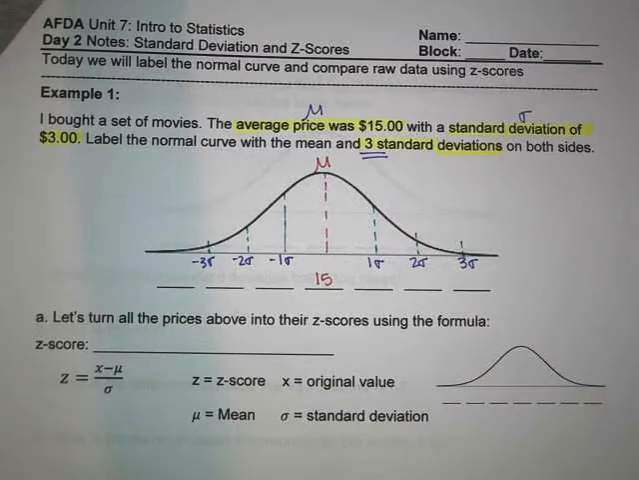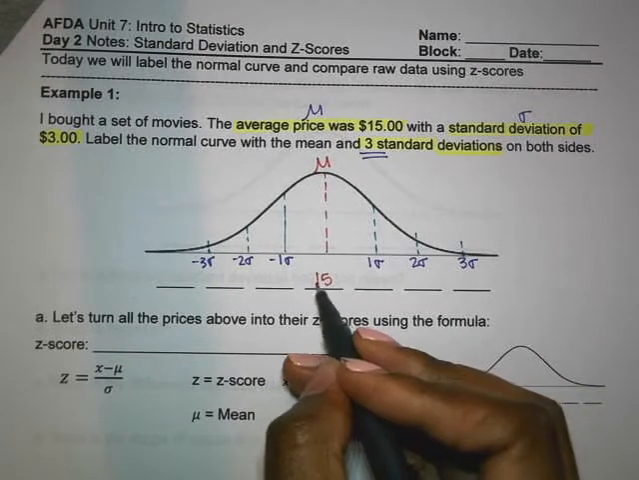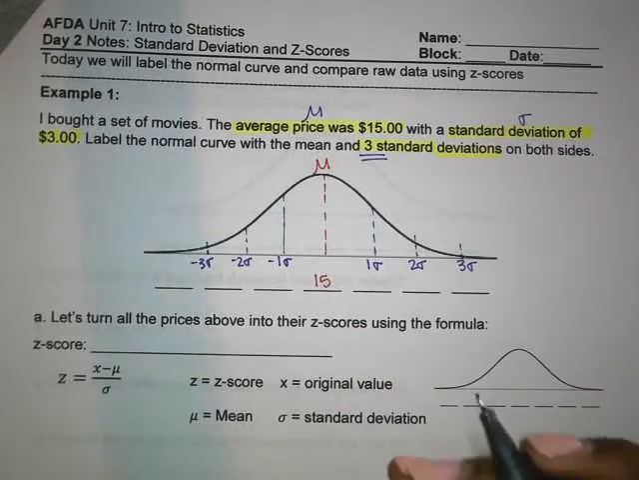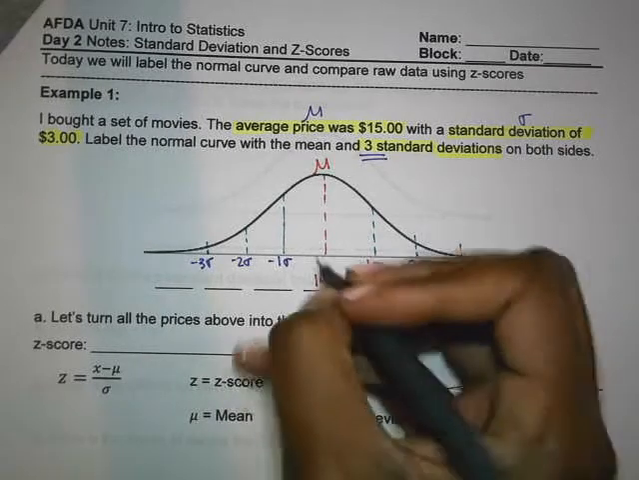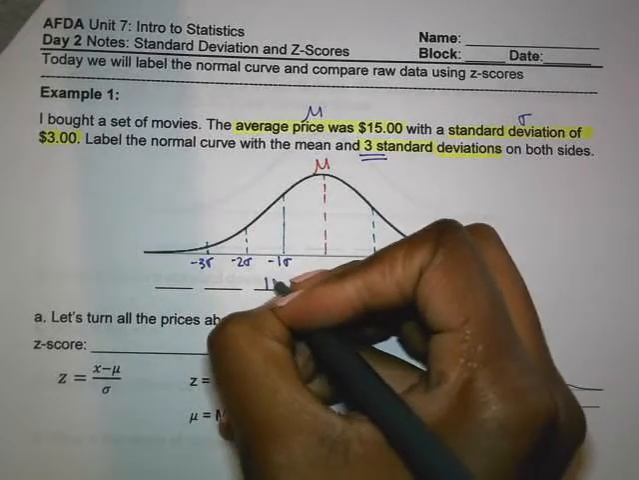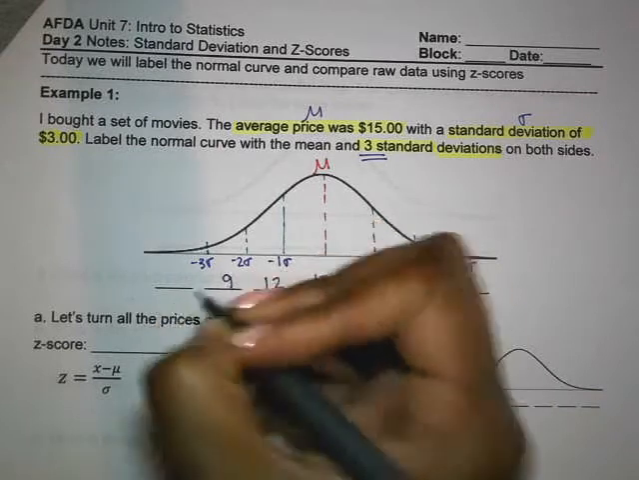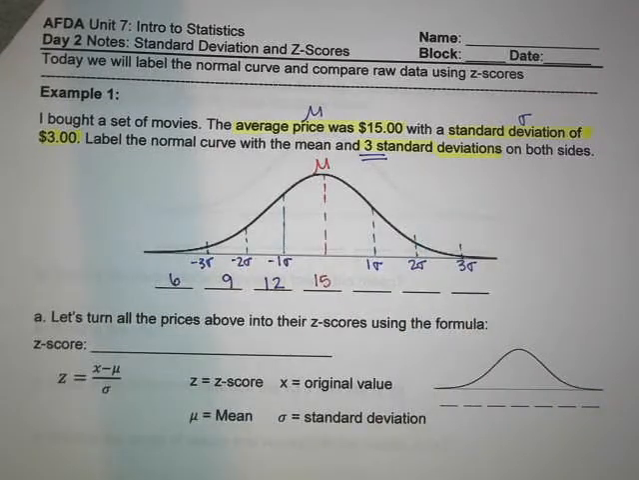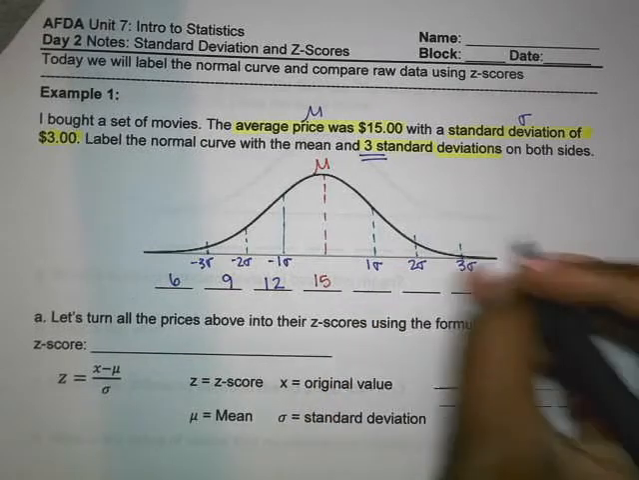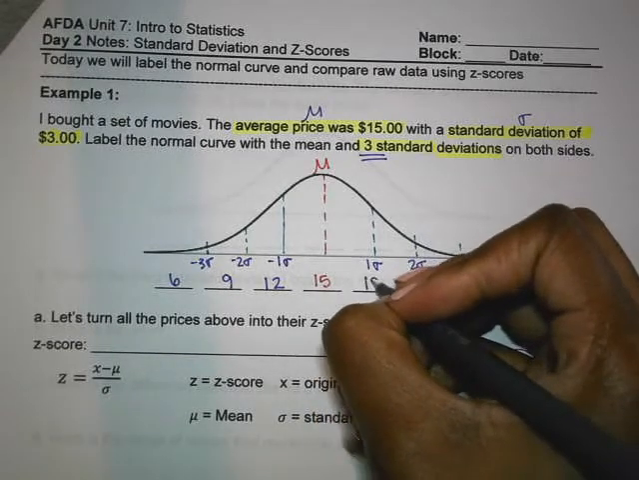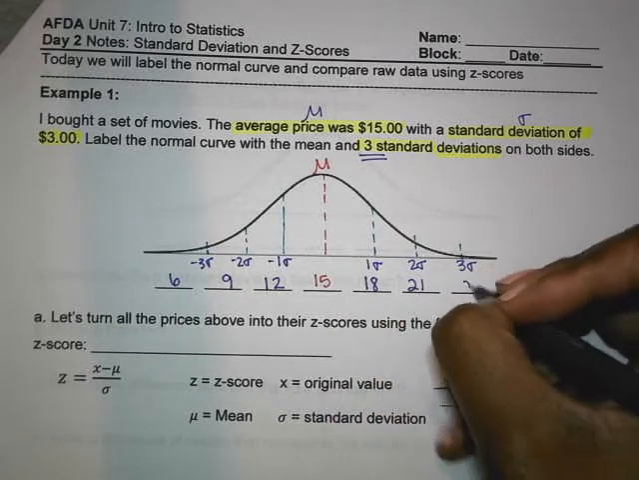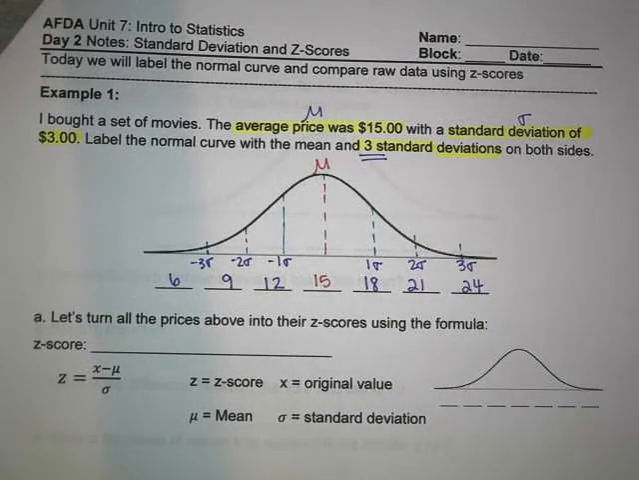Because my standard deviation is 3, if I'm going towards the negative side to the left, I'm going to subtract 3 each time. So this leaves me with 12, 9, and 6. On the other side, I'm going to the positive side, so I'm going to add 3. So I have 18, 21, and 24.